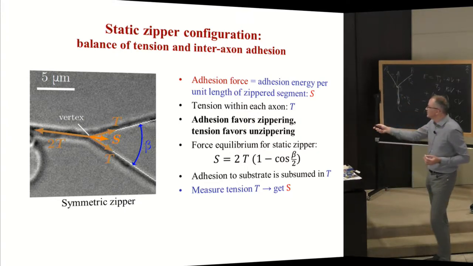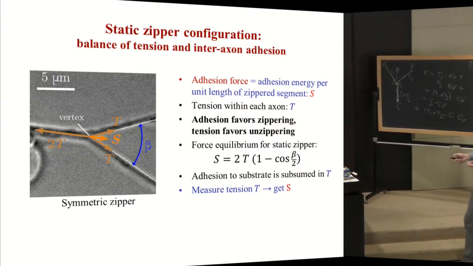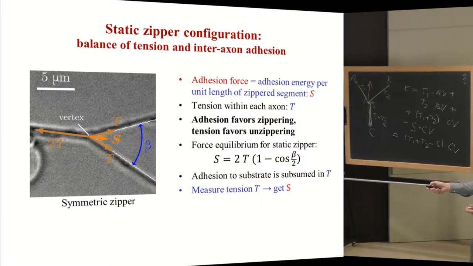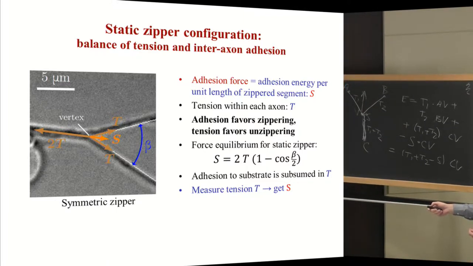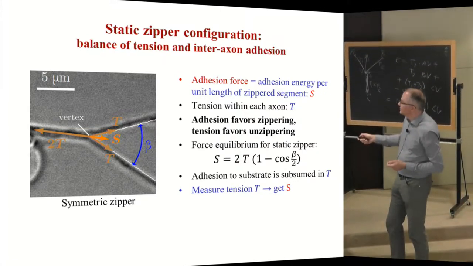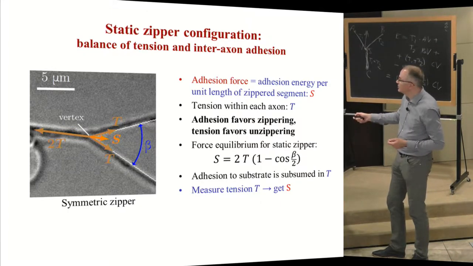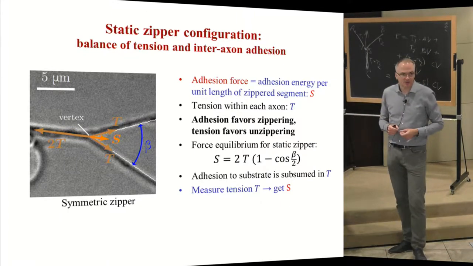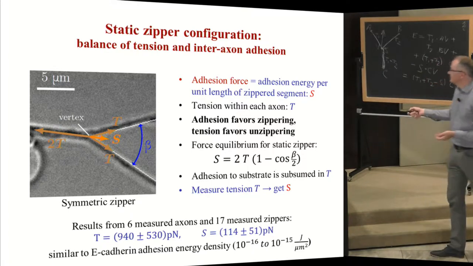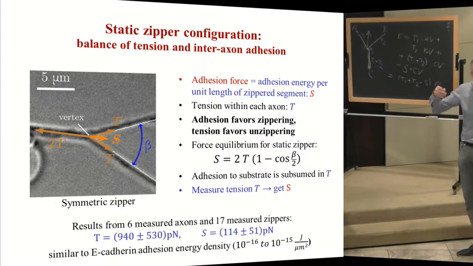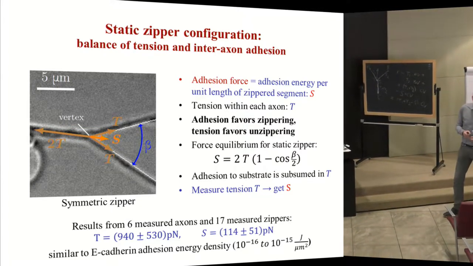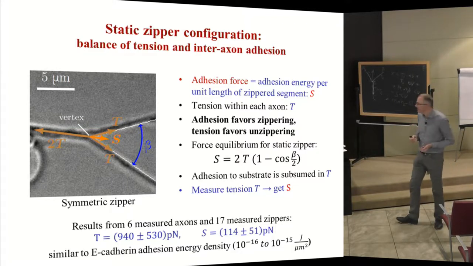So now, if we believe that this is the necessary condition, then we have a simple force balance equilibrium at the static zipper. If you add this up, you see that the adhesion strength must be 2 times tension times 1 minus cosine of this angle between them, okay? Which also means that if we measure this angle for some zipper, and if we know the tension, we can deduce the strength of this adhesion from this equation, which is what we did. And so here I'm showing our results. The tension is of the order of a nanonewton, and the adhesion strength comes out to be about 100 piconewtons. This is, as far as we know, the first quantification of adhesion between axons.